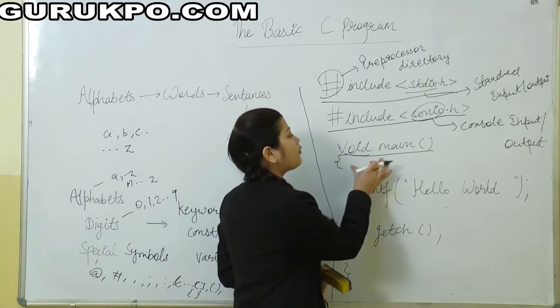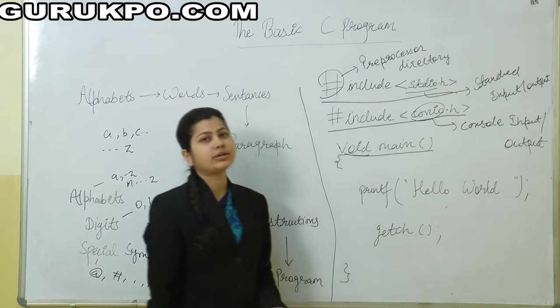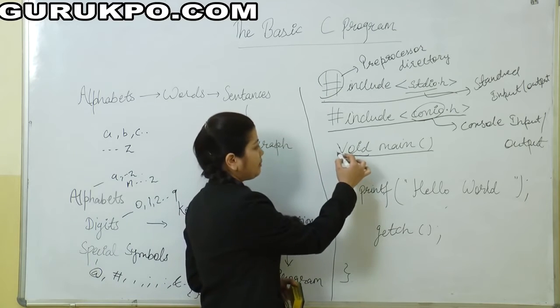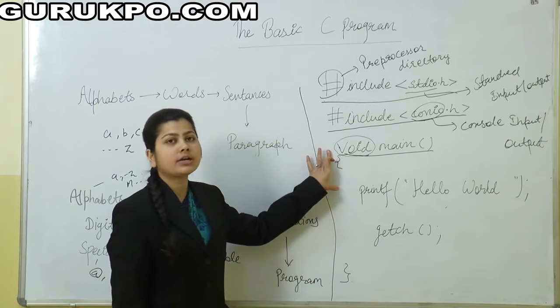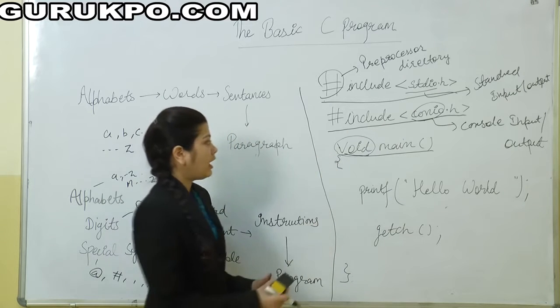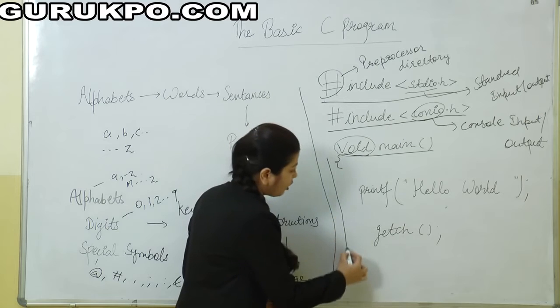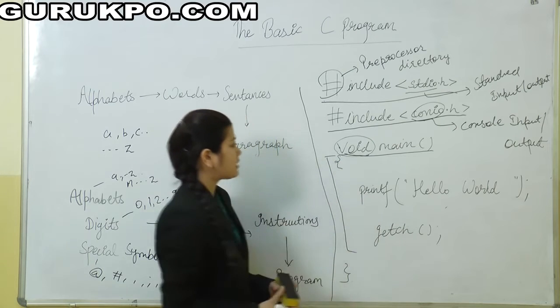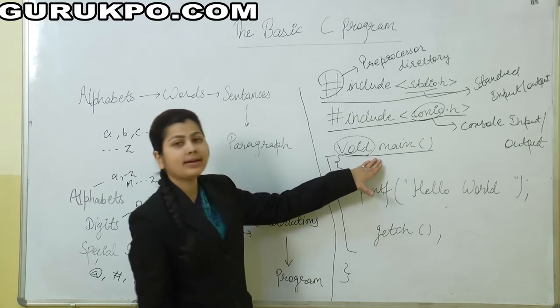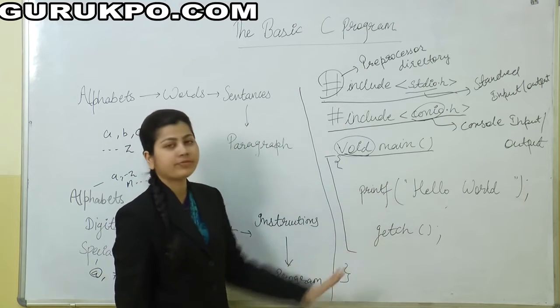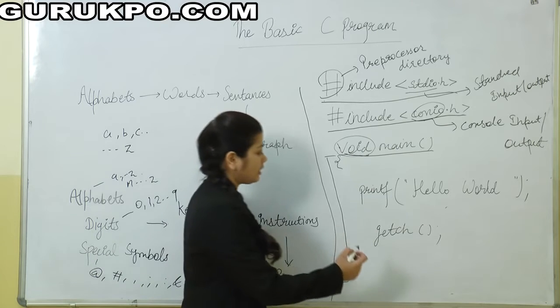After that we write void main. Void main is a function where the meaning of void is null, meaning the function does not return anything. After this comes the body of the program. Basically the program starts after this line. The void main is the starting point of the body of a program.